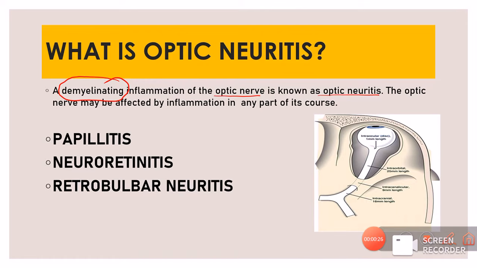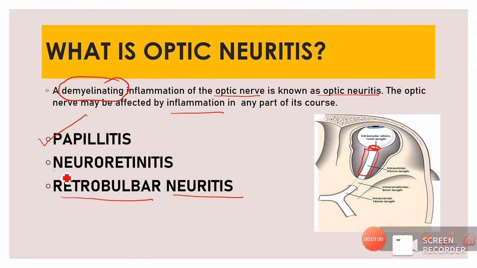Based on the part of the optic nerve which is affected by the inflammation, there are different types of optic neuritis. If the optic nerve head or the disc is involved, it is called papillitis. That is just the inflammation of the optic nerve head. Sometimes the intraorbital part of the optic nerve is involved, and that is called retrobulbar neuritis. So only the intraorbital part of the optic nerve is involved and the disc is not involved, as in papillitis.